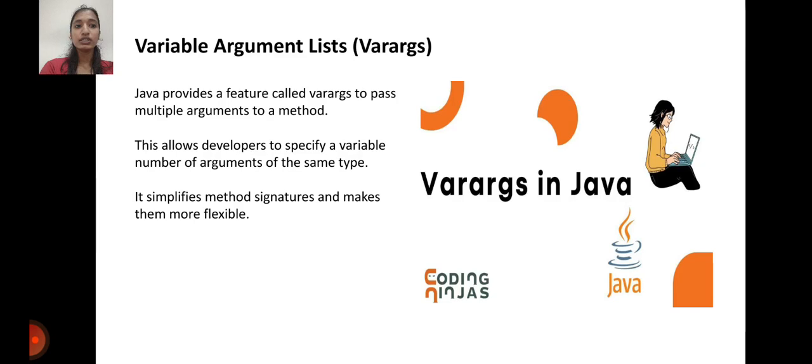Variable arguments list. Java provides a feature called varargs to pass multiple arguments to a method. This allows developers to specify a variable number of arguments of the same type. It simplifies method signatures and makes them more flexible.